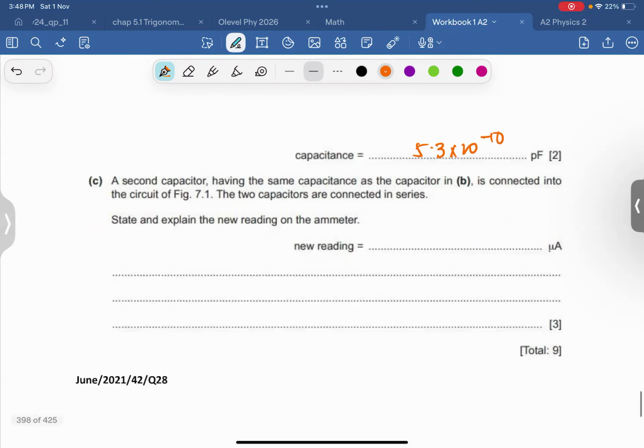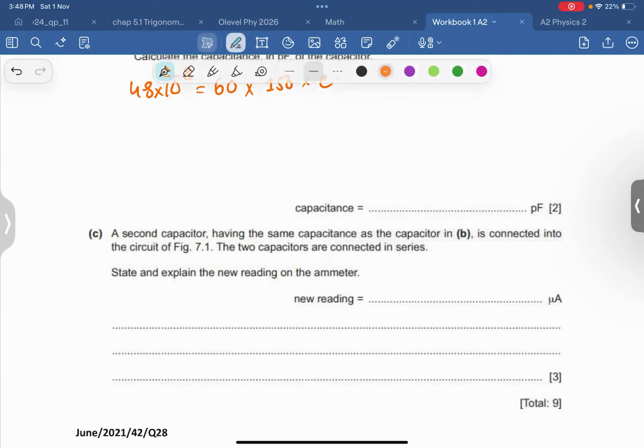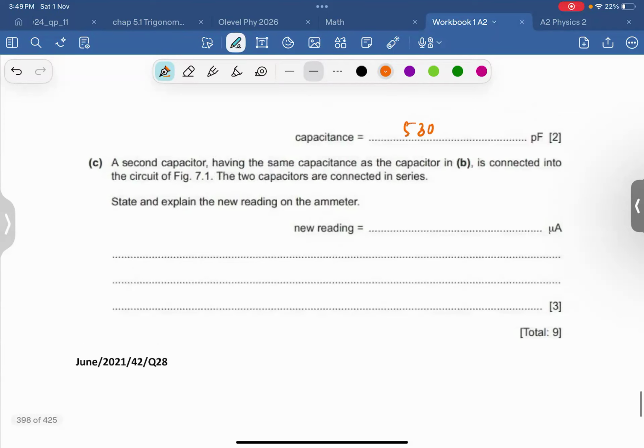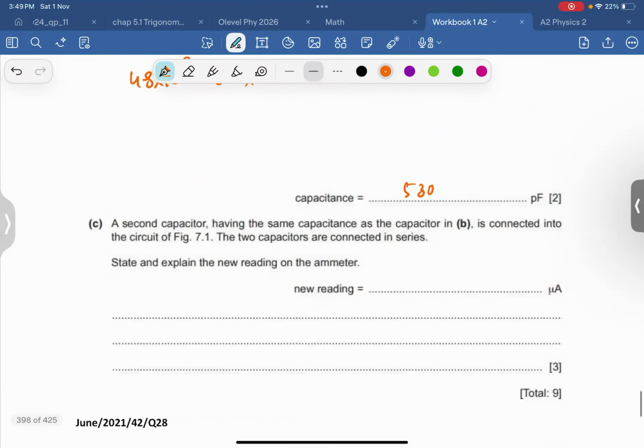By the way, they're asking it in picofarad. So picofarad should be 530 picofarad, right? And the total capacitance should be half. So that gave me, by the way, the reading should also get halved. Okay. So 4.8, so only 2.4 is needed, 2.4. So let's bring the new reading.